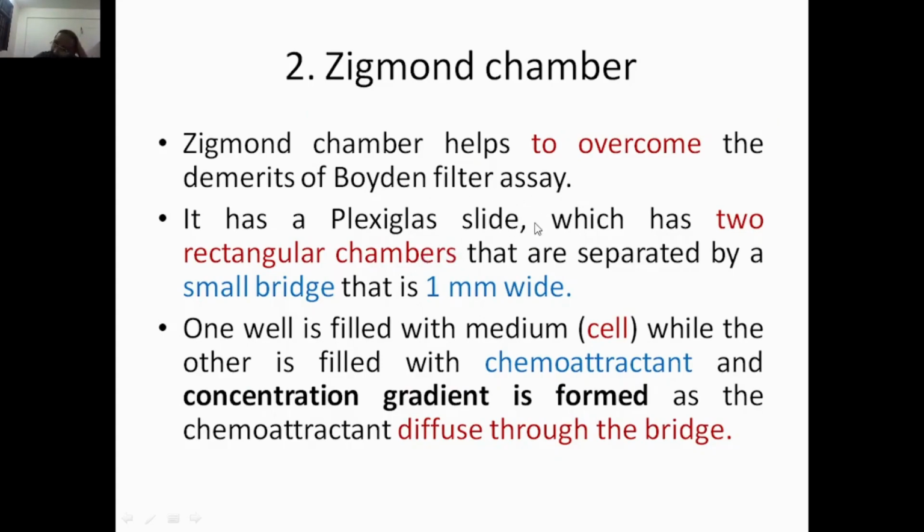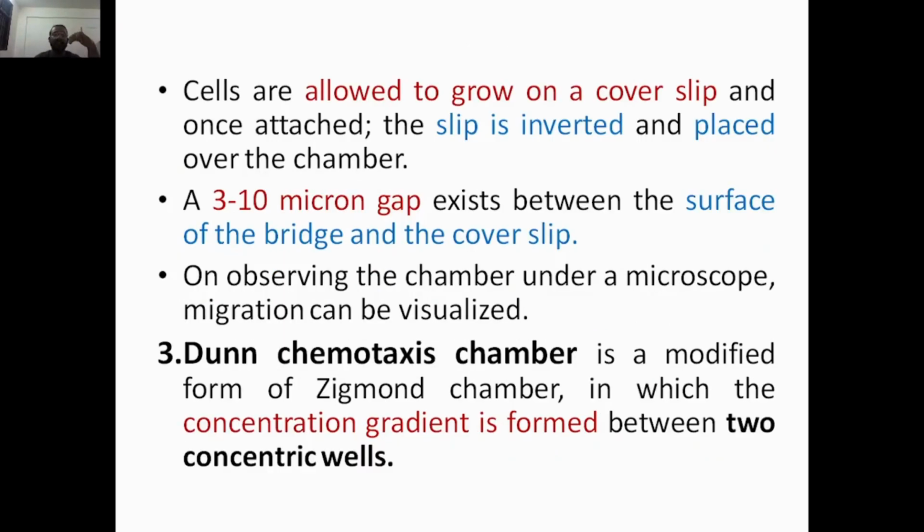So it has a plexiglass slide which has two rectangular chambers that are separated by a small bridge that is 1 millimeter wide. That we just saw in the diagram. One well is filled with the medium, that is the cells. Another well will be filled with the chemoattractants. And a concentration gradient is formed as the chemoattractant diffuses through the bridge, because it goes from higher concentration to lower concentration. Chemoattractants will move from one side to another, and cells will move because of the concentration gradient.